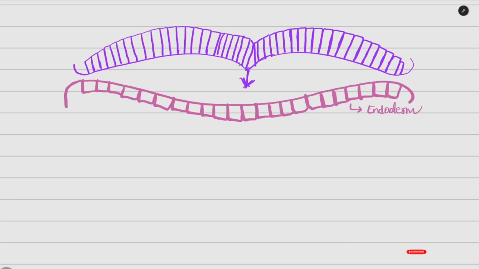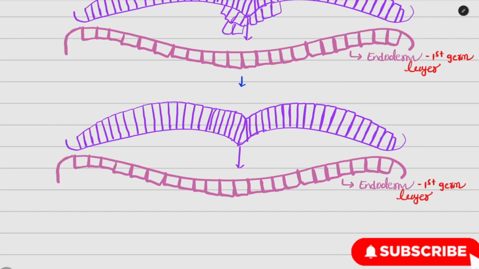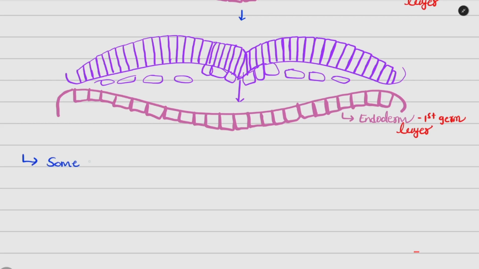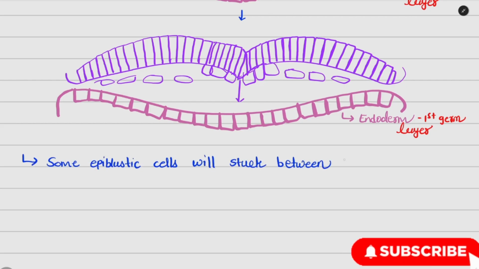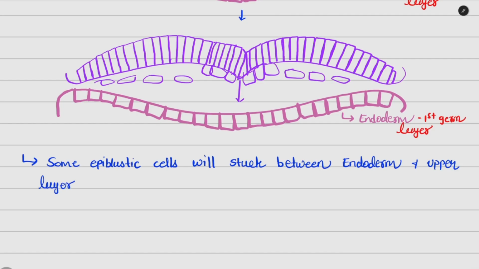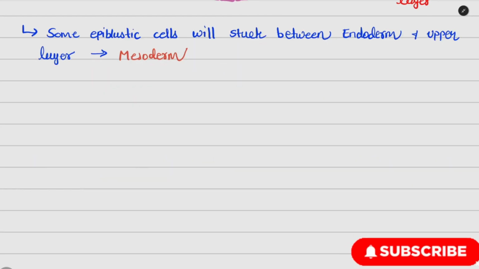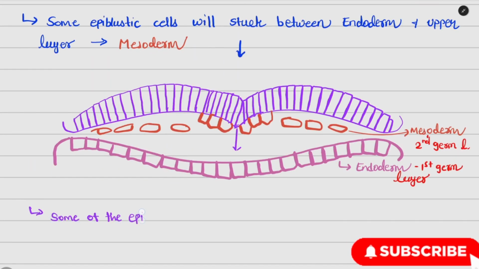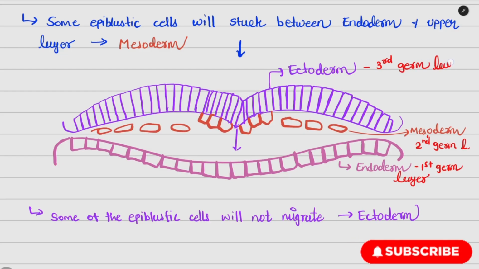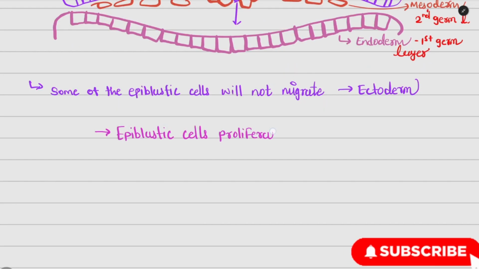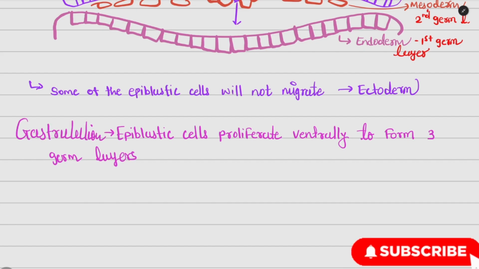But during the proliferation, some cells get stuck between the endoderm and the upper layer of epiblast cells, and they will form mesoderm. Mesoderm is the second germ layer. We can see here mesoderm, it is between the upper layer and the endoderm. So now we have endoderm and mesoderm, but some epiblastic cells are still there and they did not migrate ventrally. These cells will form ectoderm. Ectoderm is the third germ layer. Now we know that epiblastic cells proliferate ventrally to form 3 germ layers, and this process is called gastrulation.